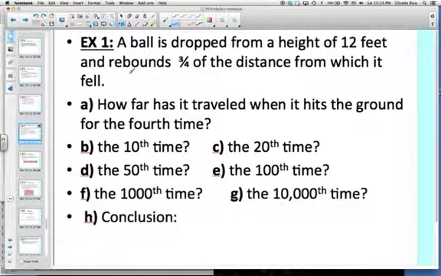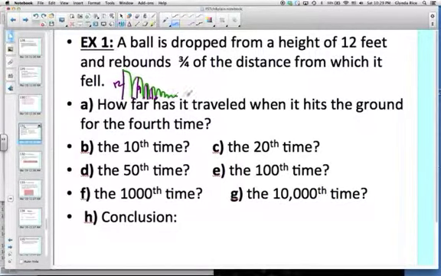So, guess what? We have a ball dropped from a height of 12 feet. Here's your 12 feet. The ball drops. It rebounds 3/4 of its original height, so that's going to be, I believe, 9 feet. And then it's going to continue to rebound 3/4, 3/4, 3/4. How far does it travel when it hits the ground for the fourth time? Now remember, this is our first term, second term, third term, and fourth term, but it hits the ground 1, 2, 3, 4.